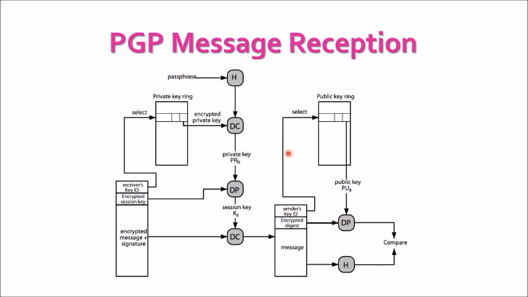Next step, authenticating the message. PGP retrieves the sender's public key from the public key ring using the key ID field in the signature key component of the message as an index. PGP recovers the transmitted message digest. PGP computes the message digest for the received message and compares it to the transmitted message digest to authenticate.